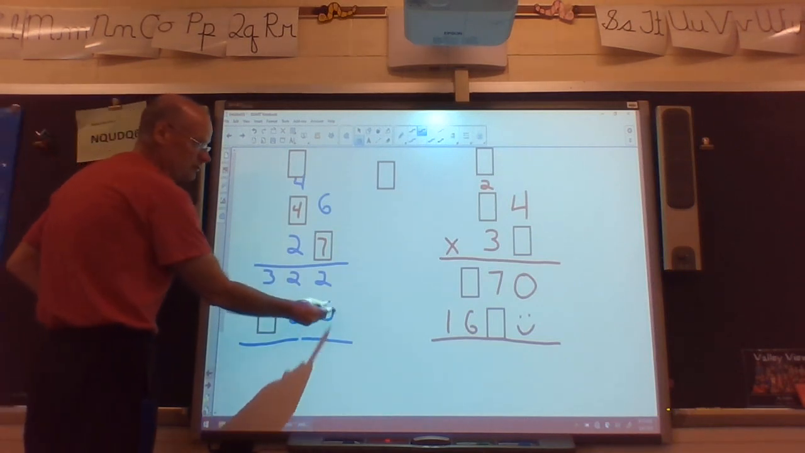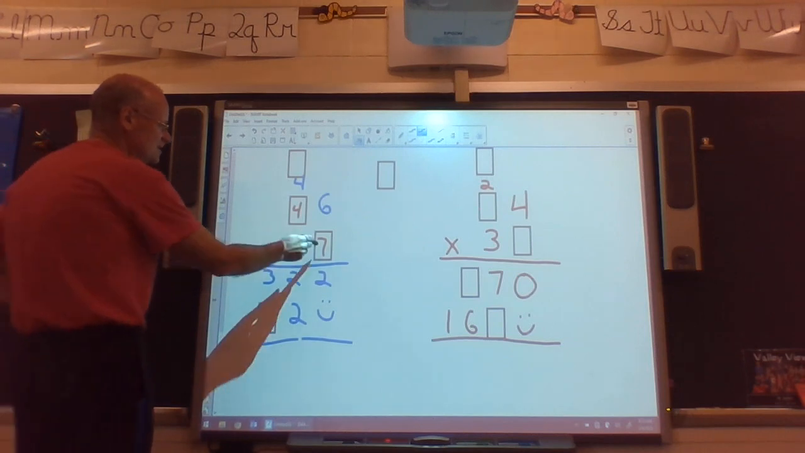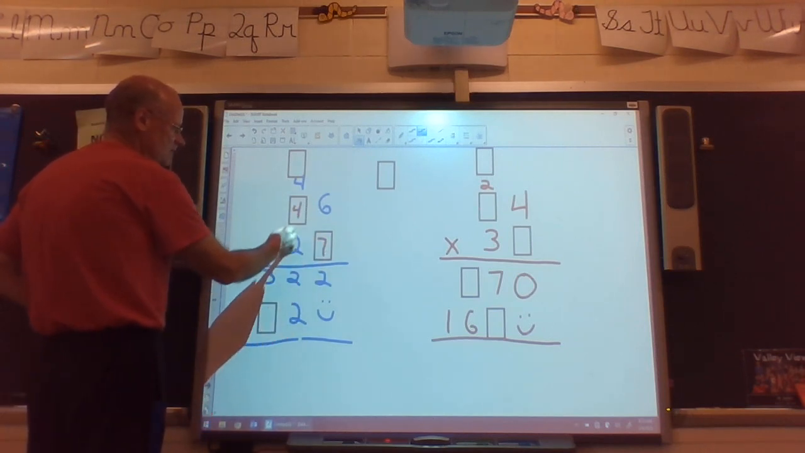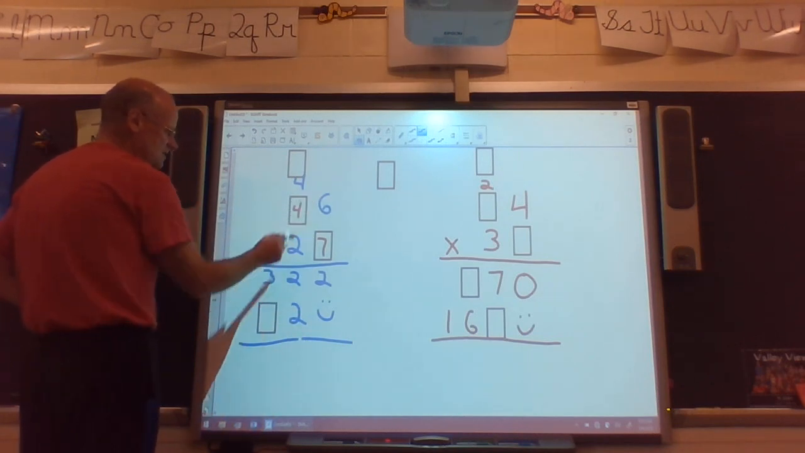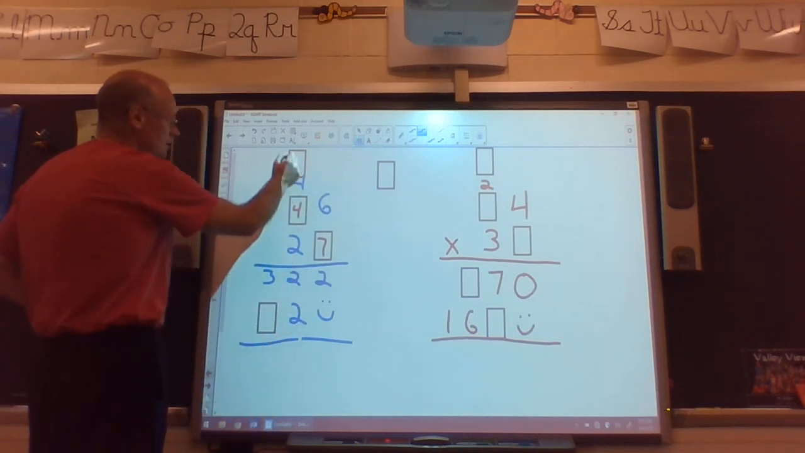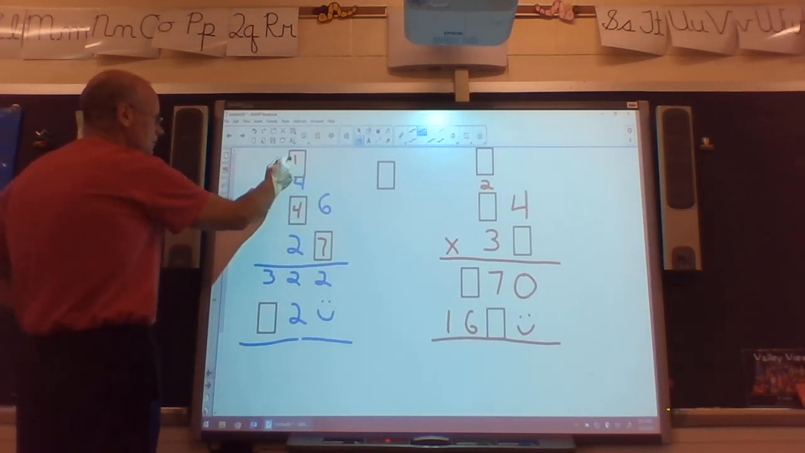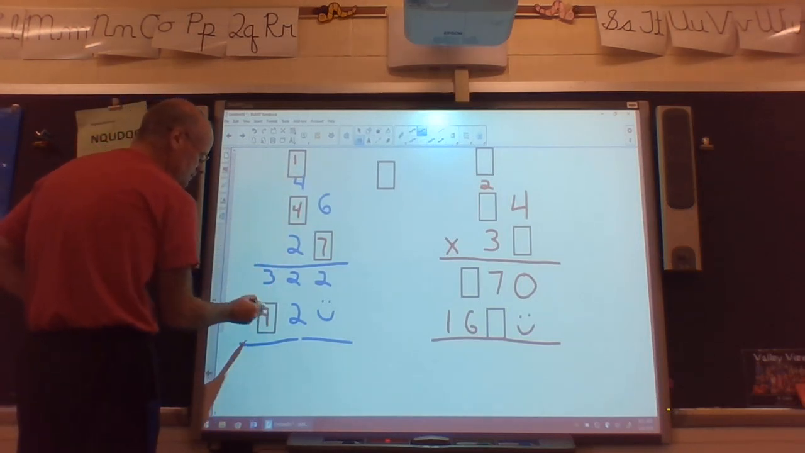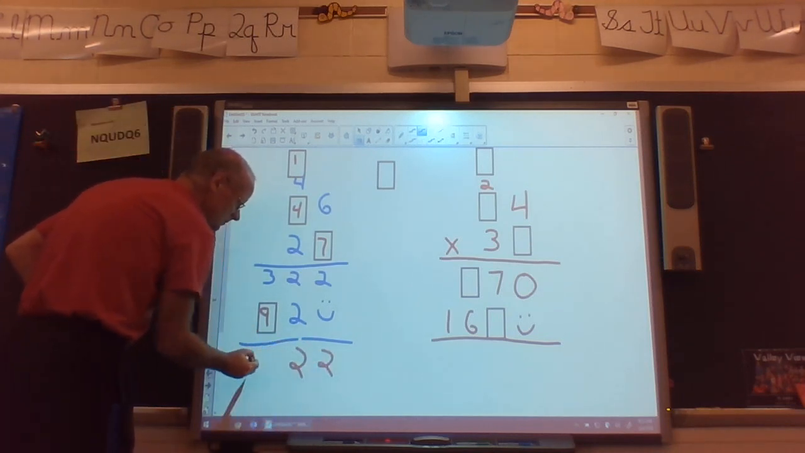Now I put down my Waldo. Remember, I forgot that in my other problem. It's there now. I've all done my 7s. I'm going to multiply by 2. Waldo's there for the placeholder. 2 times 6 is 12. Put down my 2, carry my 1. 2 times 4 is 8. Plus 1 more is 9. So if I add this problem together, I get 2, 2.